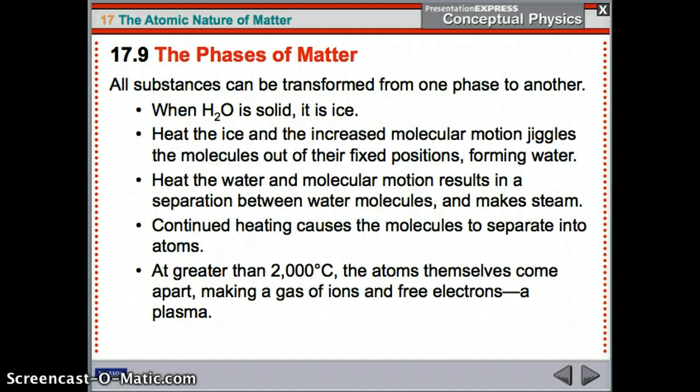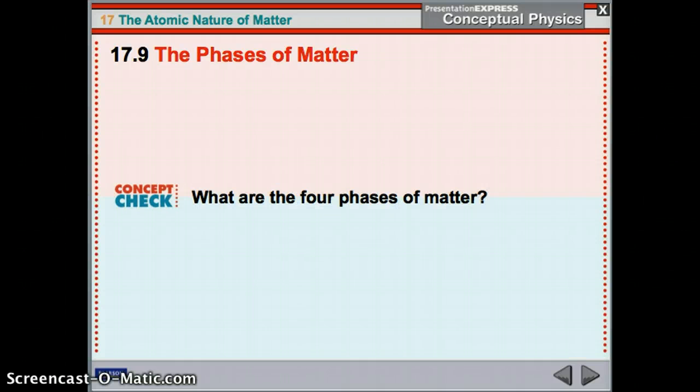Finally, all substances can be transformed. Water is ice. Heat the ice, it turns into water. Then heat that, turns into steam, and then heat that, and you'll get a plasma. So what are our 4 phases? Solid, liquid, gas, and plasma.